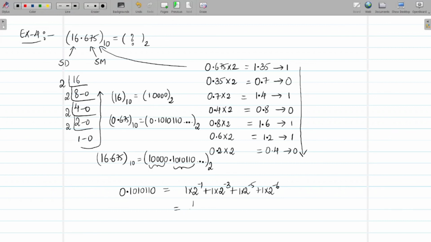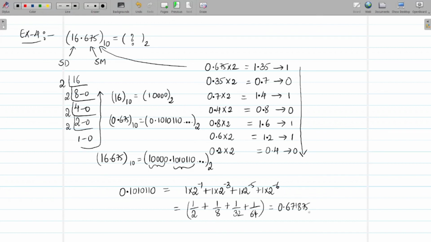Okay. So it is 1 by 2 plus 1 by 8 plus 1 by 32 plus 1 by 64. Is it right or not? What is this value? Please evaluate along with me. 1 by 2 plus 1 by 8 plus 1 by 32 plus 1 by 64. So you will get this value as 0.671875.